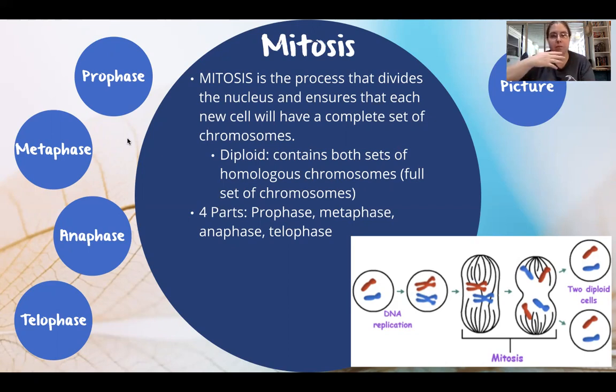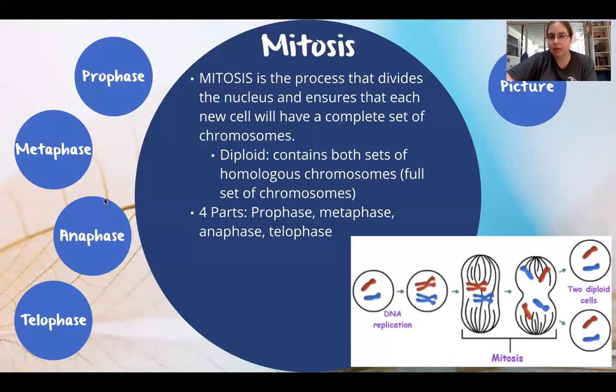Now, there are four parts of mitosis. First part is prophase, then metaphase, then anaphase, then telophase. And kids have used the initials of them to help them keep track of the order. So prophase, metaphase, anaphase, telophase, PMAT, or PMAT as the kids call it.